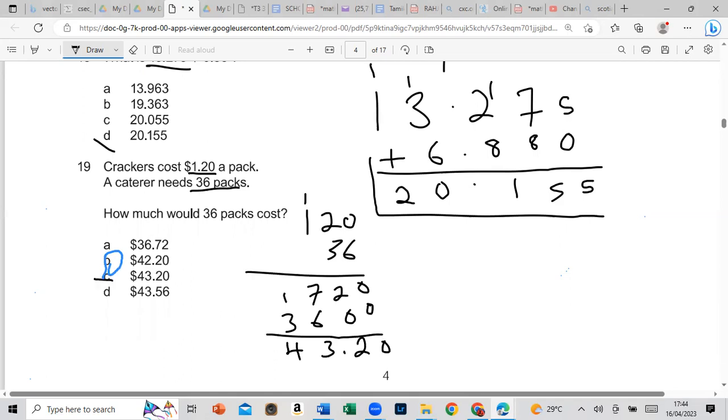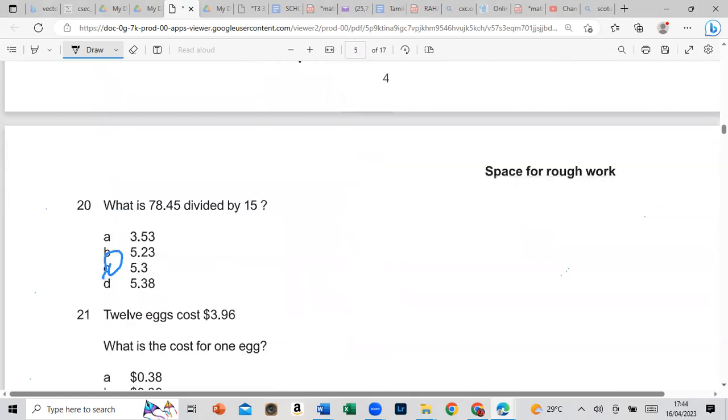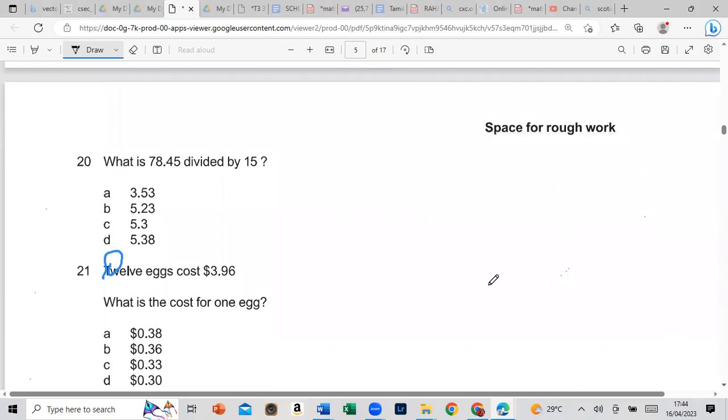Right, let's look at number 20. What is 8.45 divided by 18? Work out that one, guys.